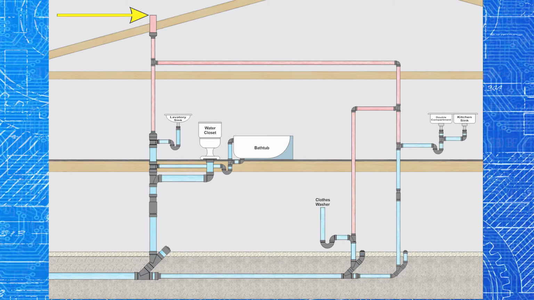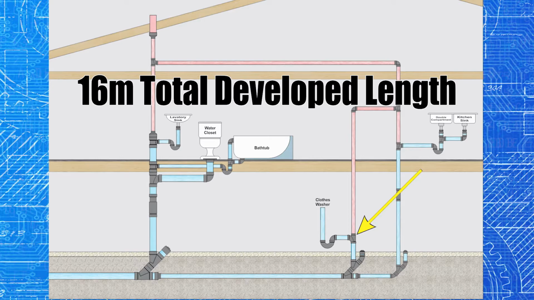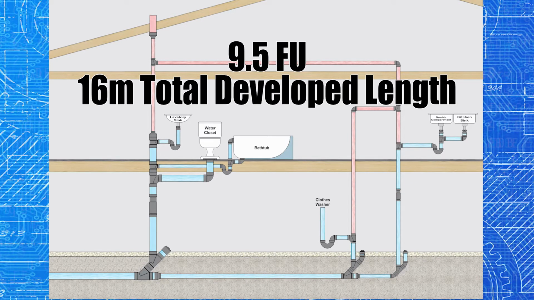And if I go and look down the piping, it's going to be pretty evident what is the most distant soil waste pipe connection. That would be the clothes washer. So I'm going to bring out my trusty tape measure and measure from open air, and then I'm going to follow all the way along the pipe until I get to that clothes washer trap arm. And that will be 16 meters of developed length. So that's 9.5 fixture units with 16 meters of developed length.